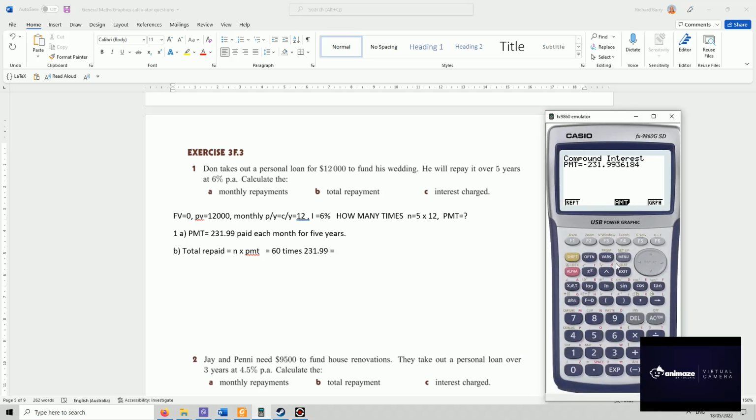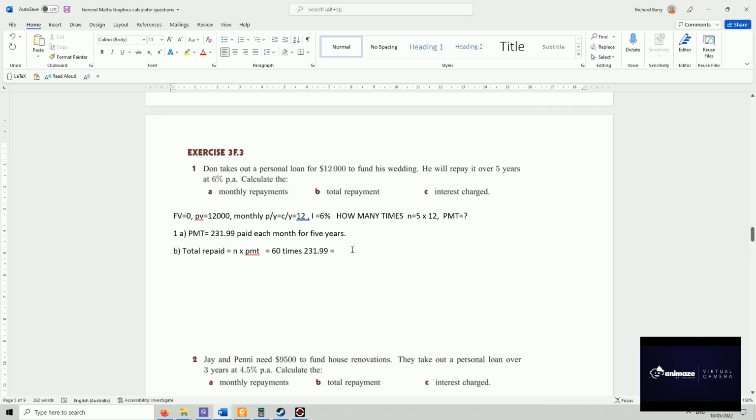Now to the calculator, where do I do normal maths? It's on menu, click, click, click, click, click, run maths. 60 times 231.99. Okay. 13,919 and apparently 40 cents.